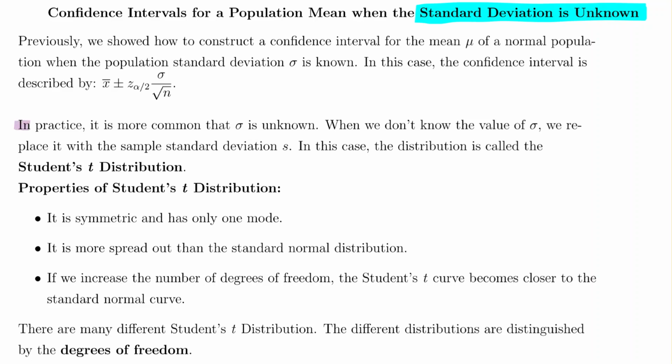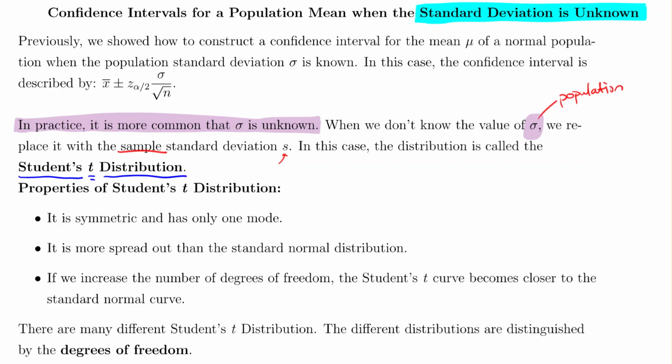Now, it turns out in everyday life, it's more common that the standard deviation is unknown. So when we don't know the value of the population standard deviation, we can replace it with the sample standard deviation, S. Now, the standard deviation S is only for our sample. It's not the entire population standard deviation. In this case, we use a distribution called the student's T distribution.